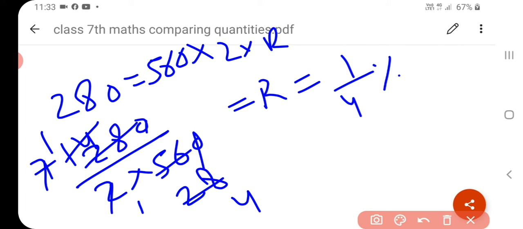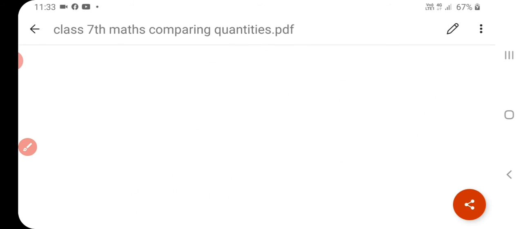Okay, your answer is 1/4%, or you can write 0.25%. When you divide 1 by 4, you get 0.25%. Okay, understand? So thus 0.25% per annum interest rate will give the required interest. Okay, this is your answer, question number 10.